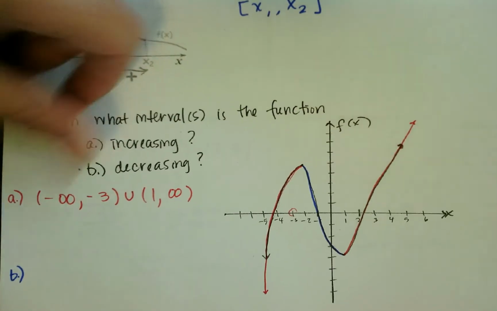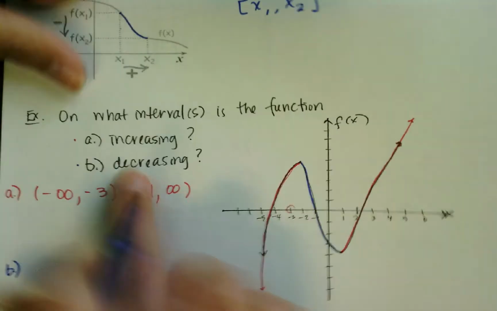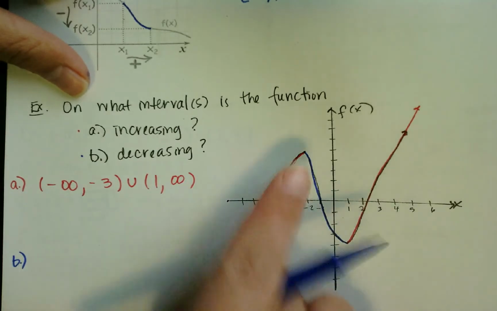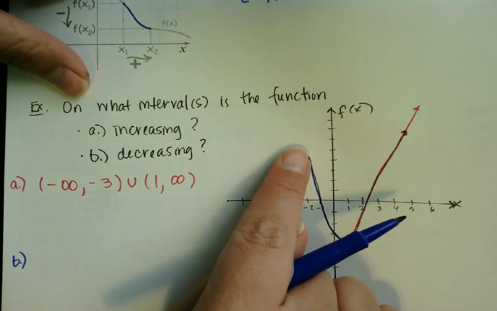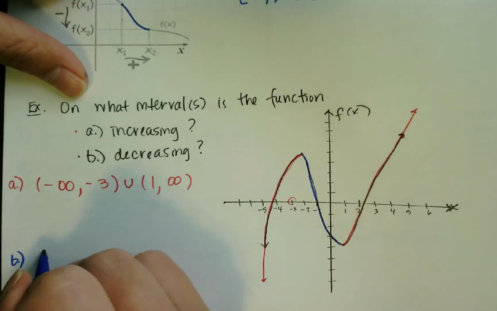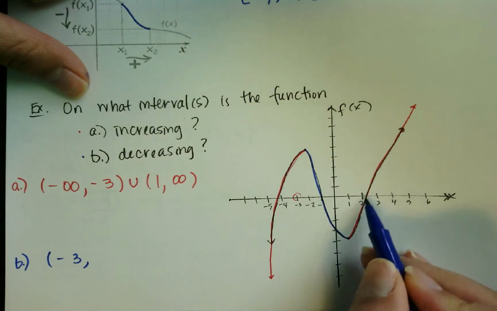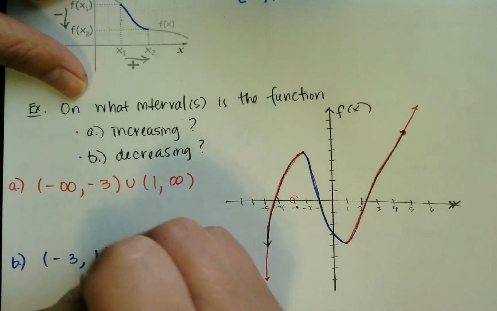So those are the intervals at which the graph is increasing. As you read from left to right, the graph is going up. Now decreasing. If you look at this graph, this blue part that I shaded, as we read from left to right, the graph is going down. That starts at x equals negative 3 and goes to x equals 1.